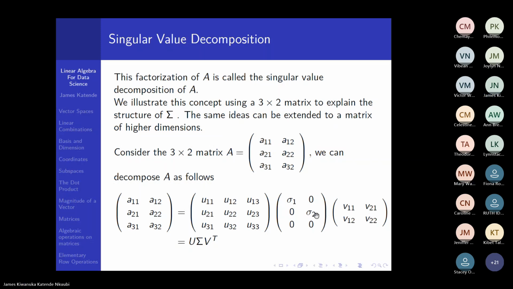This one is sigma. This is the transpose of V. That's the setup. So these matrices are the ones we are going to look for. It's a good example of 3 by 2. So someone has a question, yes?